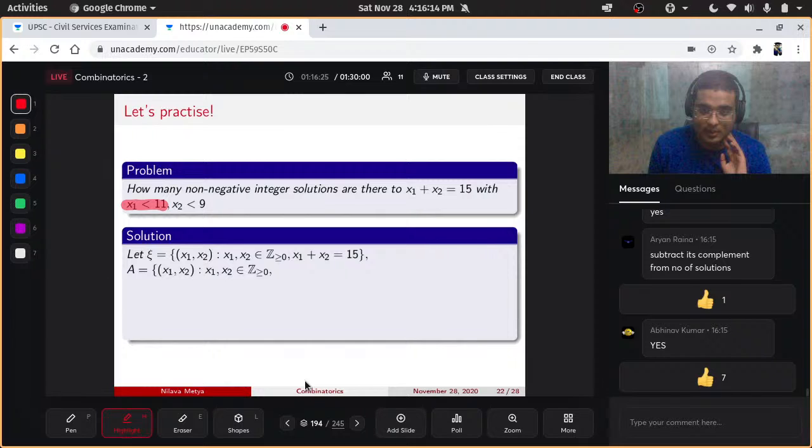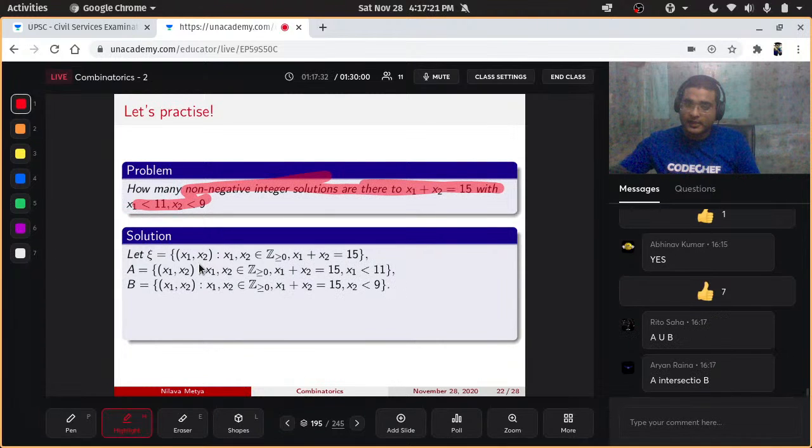What is the set that is being described here in terms of A, B and Xi? Can you write it in the comments? What is the set that we're interested in? We want the solutions where x1 should be less than 11 and x2 should be less than 9. In terms of union, intersection, complement of A and B, can you tell me the set in the comments? Someone says A union B. Some more answers? Someone says A intersection B.